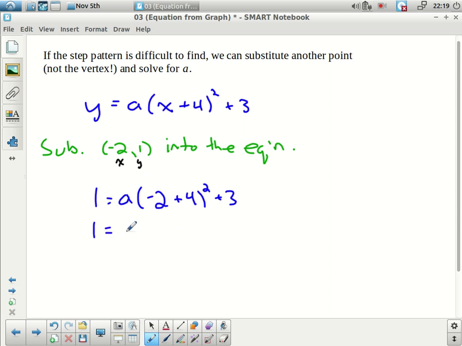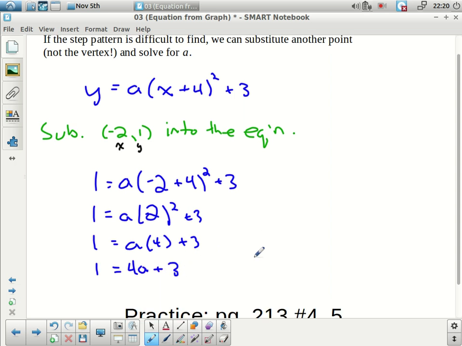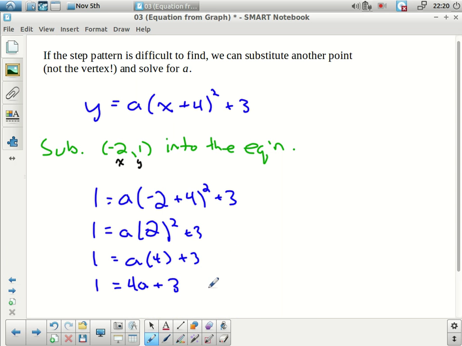So let's start tidying up this expression. Okay, -2 plus 4 is 2. I'm going to square that and add 3. So 1 equals, 2 squared is 4, and I have a times 4 plus 3. Now, normally when we have a variable, we don't write a times 4, we write it the other way. So this is equal to 4a + 3. Okay, so now we have a little bit of equation solving to do here.